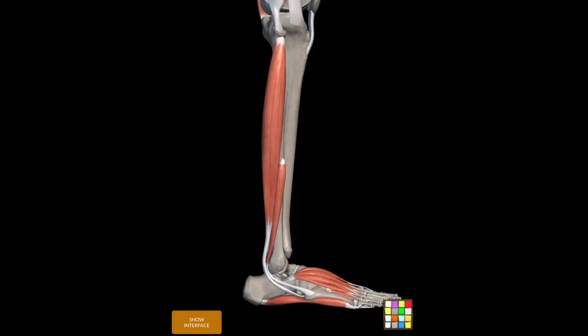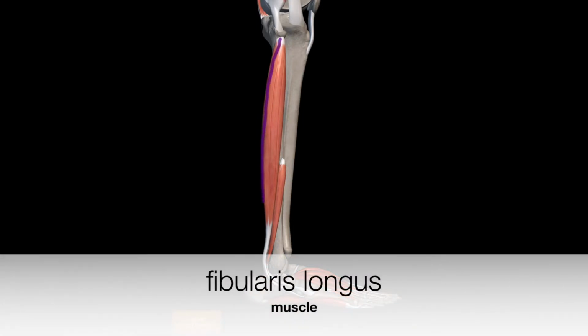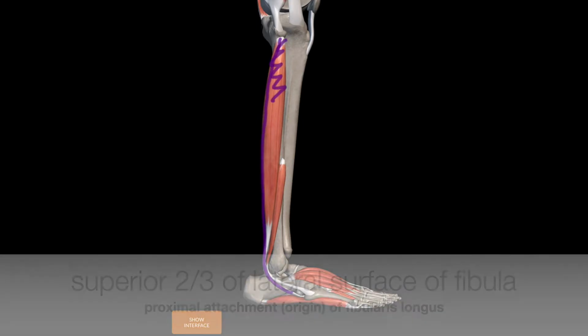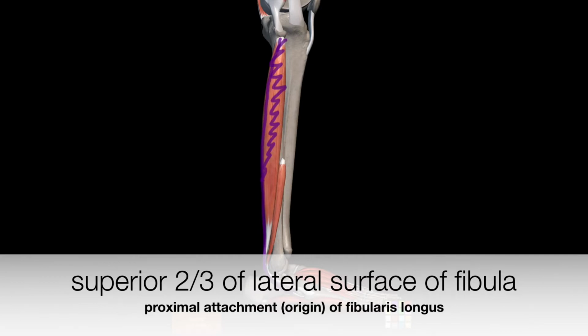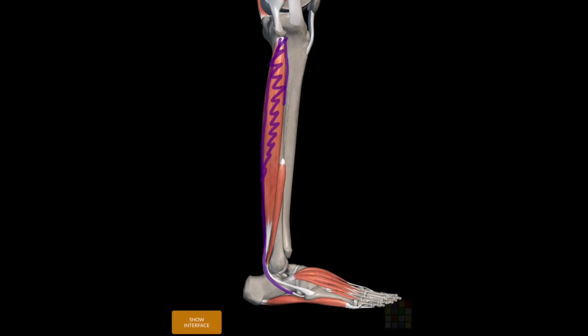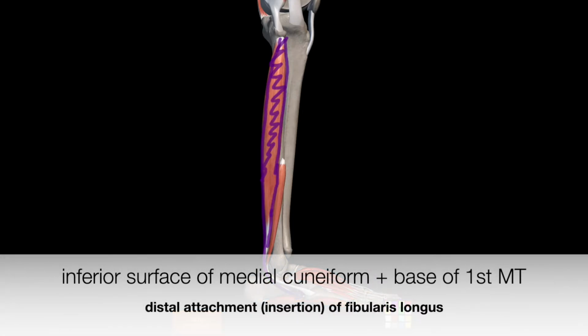The muscles in the lateral compartment are the true fibularis muscles. They both arise from the lateral surface of the fibula, which is the base of the compartment. This long, very strong muscle is fibularis longus. It arises from the superior 2/3 of the base of the compartment, the lateral surface of the fibula, and its very long and most interesting tendon extends all the way under the foot to the medial side, where it attaches to the inferior surface of the medial cuneiform and base of the first metatarsal.